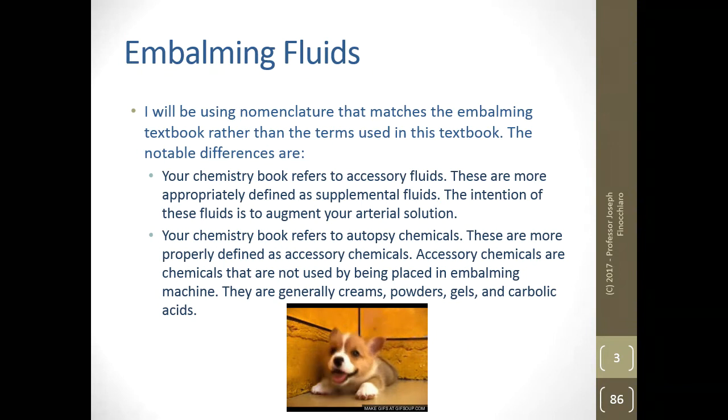So with supplements, it goes in the tank. It's meant to help you during your arterial injection to get adequate and sufficient embalming accomplished. Accessory happens after you're done and you are treating the body after. So if you just call it an autopsy chemical, oh, that's what you use just when you autopsy a body. No, there are plenty of reasons why you would use a preservative, cream, or a gel with an unautopsied body.